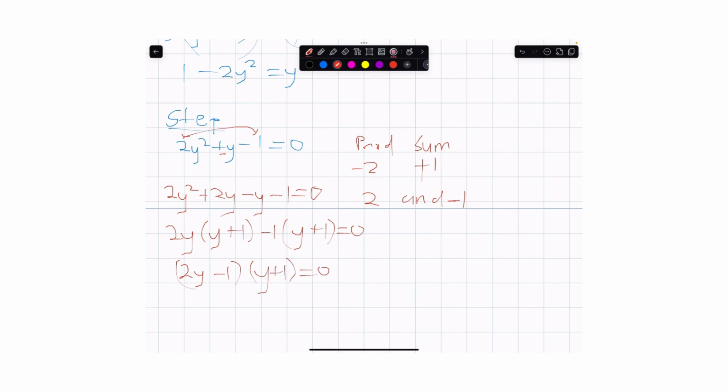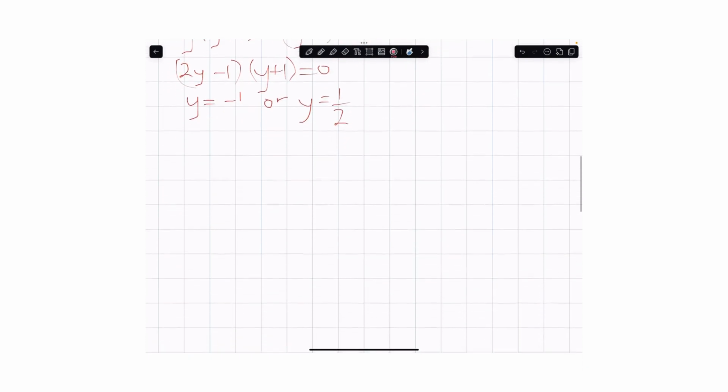So this will mean that your y is either equal to minus 1 or your y is equal to half. So this is the first part of the equation. Either your y is equal to minus 1 or your y is equal to half. So you now move on to the next part. What is the next part?